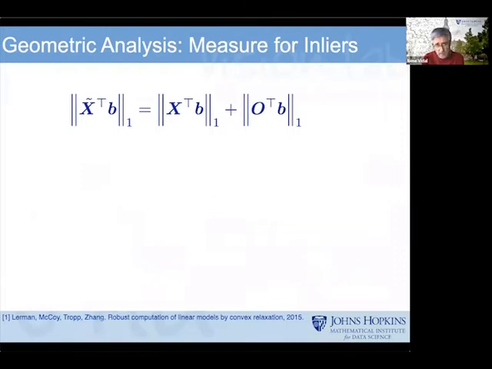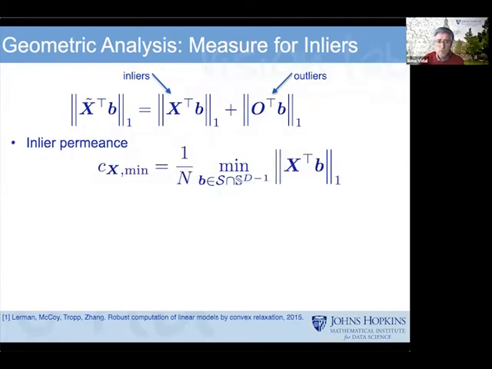So again, the question we're asking is why this relaxed objective has the property that the global minimum is really given by the true normal to the hyperplane. And so the geometric analysis will rely on some quantities that characterize the geometry of the problem. The first thing to note is that the objective can always be written as the objective on the inliers plus the objective on the outliers.